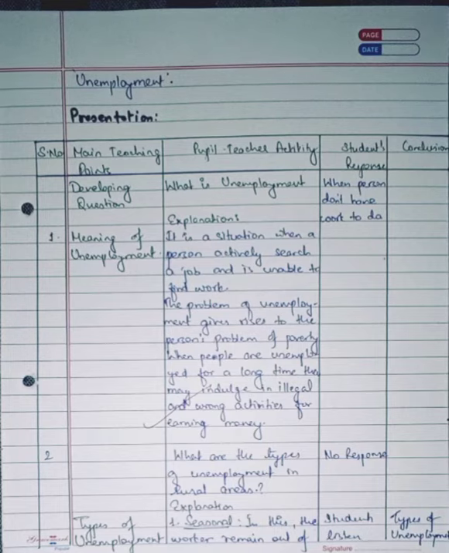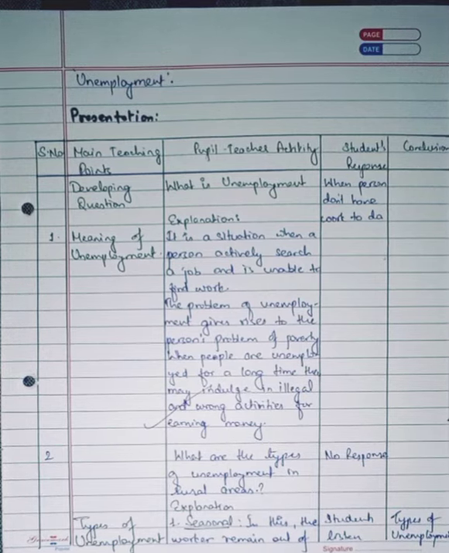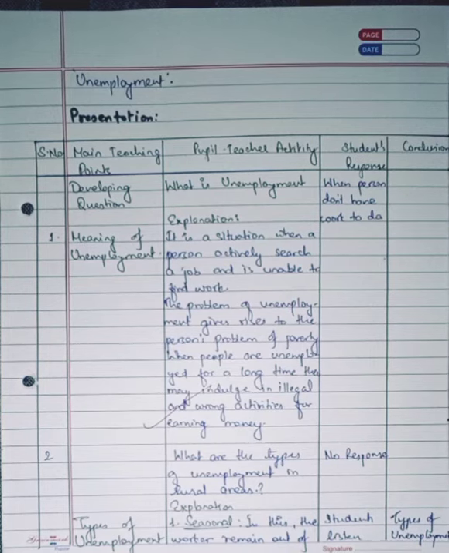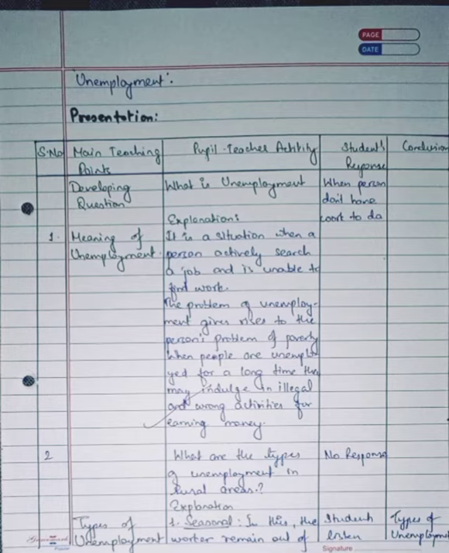So in the presentation section, the first question is known as the developing question to the students, like what is unemployment? So the students' response is, when a person doesn't have work to do, it's called unemployment. And next is the meaning of unemployment. So the explanation is here. It is the situation when a person actively searches for a job and is unable to find work. And the problem of unemployment gives rise to the problem of poverty.